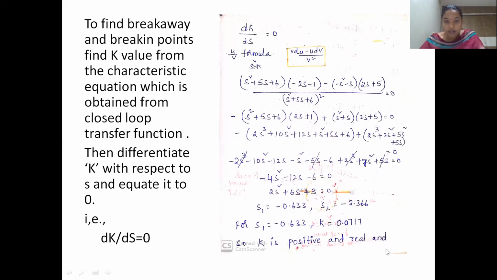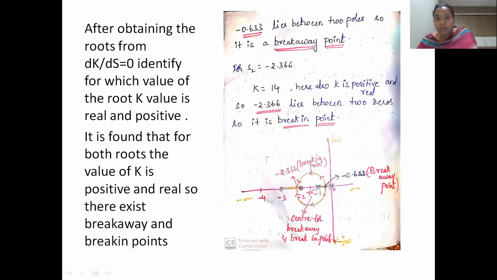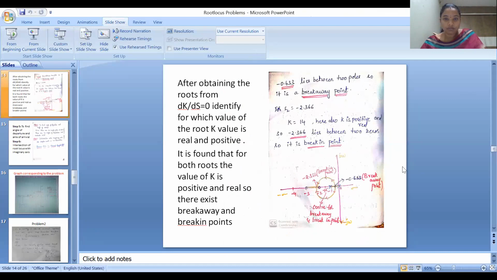So K is positive and real. Since K is positive and real, this point, which is minus 0.633, may be a breakaway point or a break-in point. Am I clear? I think I am clear. Next. So it is shown here, let me take this out. I got minus 0.633, which is lying between two poles, so it is a breakaway point.